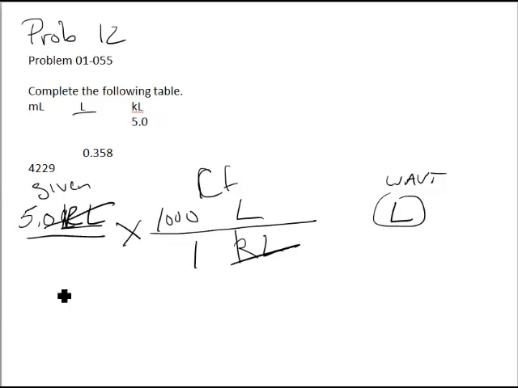And that allows us to cancel those units, because we really have kiloliters over kiloliters multiplied by liters, so the kiloliters cancel and leave us with the units we want. And then we do the arithmetic. So times 1,000, we just move the decimal place 3 places, and that becomes 5,000.